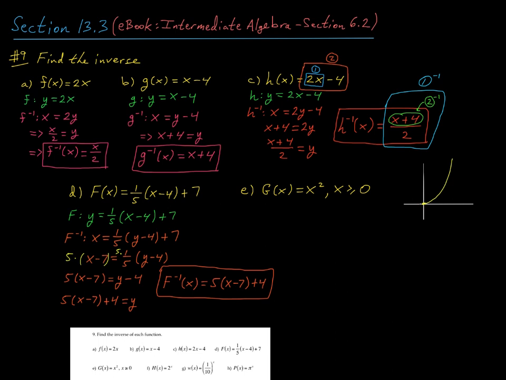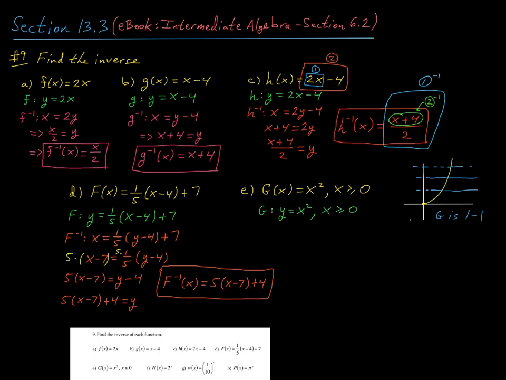And notice that by making that restriction, since I'm only looking at this branch of the graph here in the first quadrant, this is 1-to-1. It does pass the horizontal line test. So g is a 1-to-1 function, so its inverse does exist, and we can find it in just the same way we've been doing these others. So here I'll say for g, we have that y is equal to x squared, and then for emphasis here I'll say that x is greater than or equal to 0.